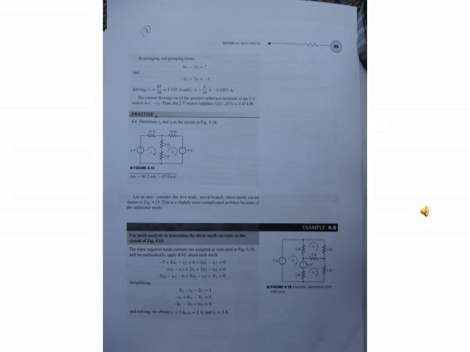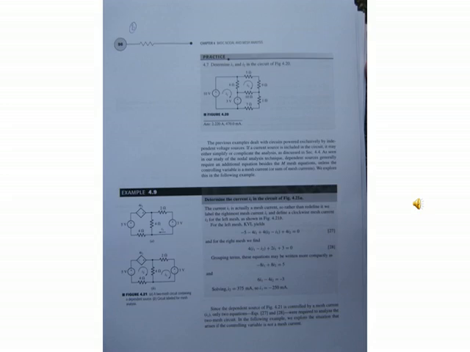So simplifying: 3I1 minus I2 minus 2I3 equal to 1, minus I1 plus 6I2 minus 3I3 equal to 0, minus 2I1 minus 3I2 plus 6I3 equal to 6. And solving, I1 equal to 3 mA, I2 equal to 2 mA, and I3 equal to 3 mA.